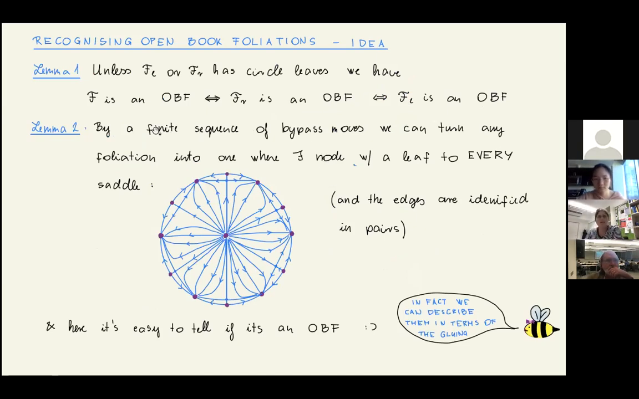And the other thing we prove is that by a finite sequence of bypass moves, you can always turn any foliation into one where there is a unique node which is connected to all the saddles. So this is actually a picture for the entire surface with some of these pairs of edges being identified. Everything is drawn on it. Some of the nodes are drawn multiple times because they get identified at the end.